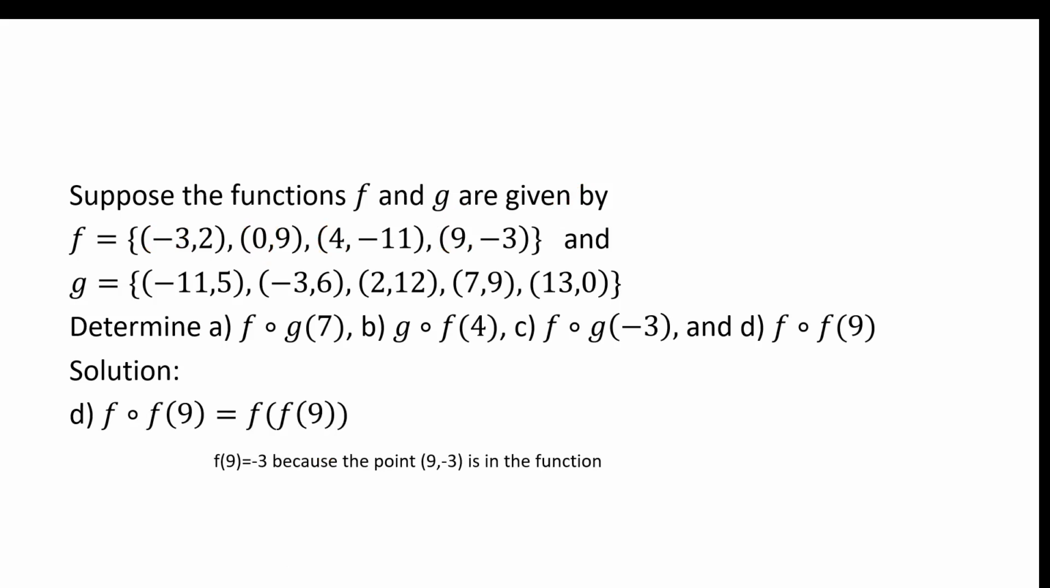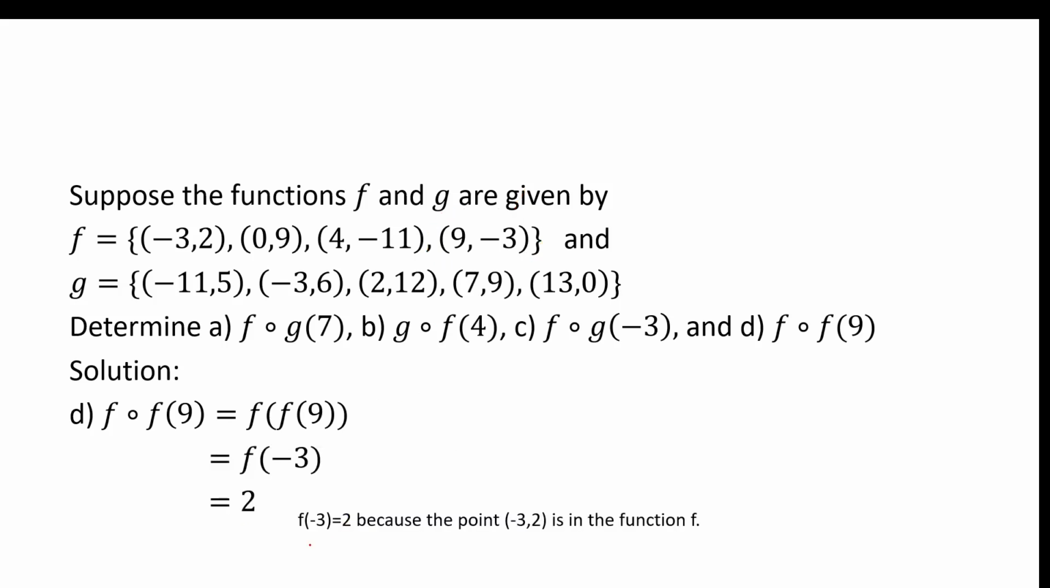And finally, f of 9. So what we do is we look in the f function for when x is 9, and we see that y is negative 3. So instead of writing f of 9, we can write f of negative 3. And then we look again in the f function. We didn't even need g for this one at all. We look in the f function and we say when x is negative 3, what's y? And the answer is 2.